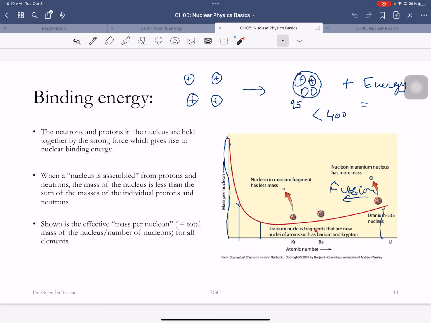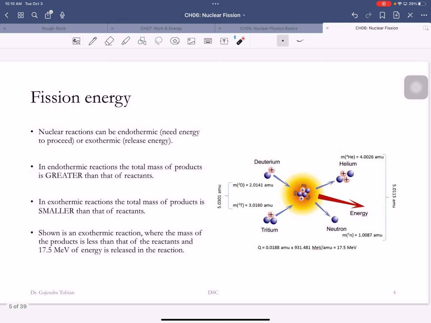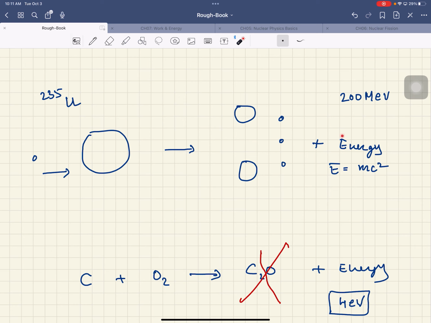And again, can somebody tell me why these guys weigh less? Because they're more tightly bound. All right. These are just terms. Endothermic reactions need energy to proceed, and exothermic reactions release energy. So what kind of reaction is this? This is an exothermic reaction. This releases energy. This is also an exothermic reaction. It releases energy. Anytime anything burns, it's an exothermic reaction.